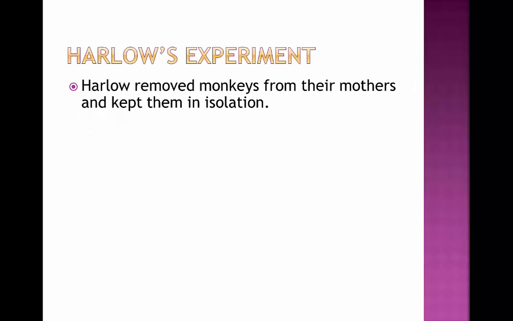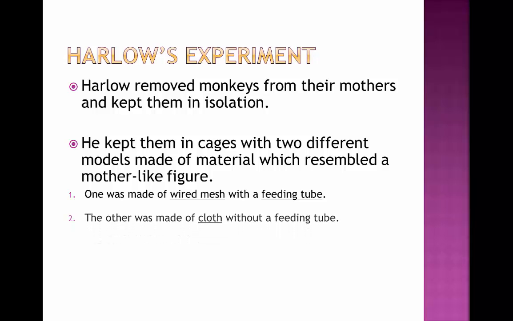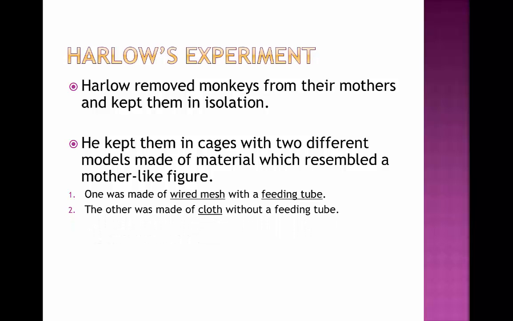Harlow removed the monkeys from their mothers as soon as they were born and then kept them in isolation. He kept them in cages with two different models inside them. They were made of different materials and resembled a mother-like figure, looking somewhat like a monkey. One of them was made of a wide mesh material that was quite hard, but it had a feeding tube attached to it. The other one was made out of cloth and was really soft, but it didn't have a feeding tube attached to it.